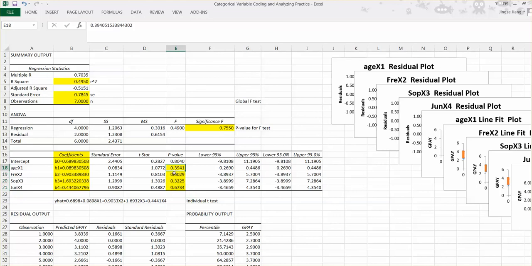Then we found all these p-values are larger than our significance level 0.05. Then we will conclude none of these betas are significantly different from 0, and none of these variables significantly affect our GPA. So that is where you find the p-value for the t-tests.